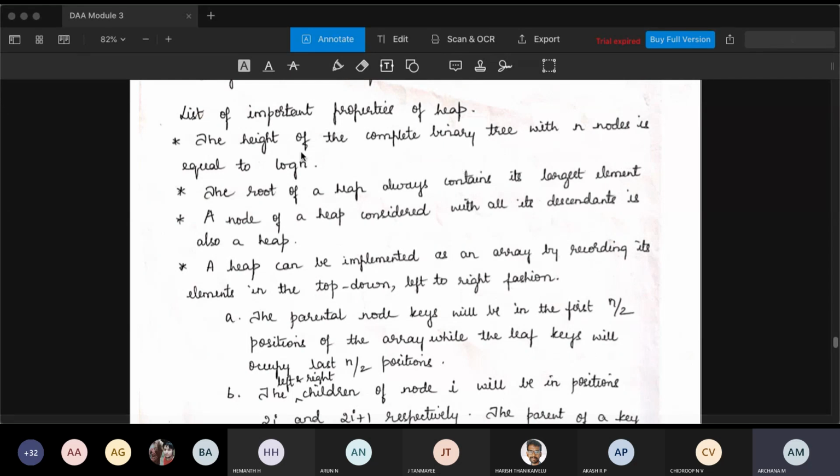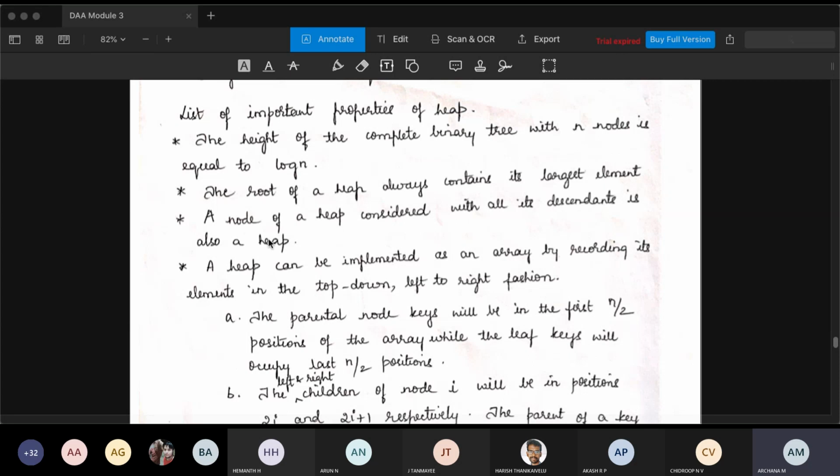This is very important. The height of a complete binary tree with n nodes is equal to log n. These are the properties of heaps. The height of a heap will always be log n. The root of a heap always contains its largest element. This is very, very important. When you have a tree, the root will always be the largest among all the parents present in the tree. This is very important for a heap.